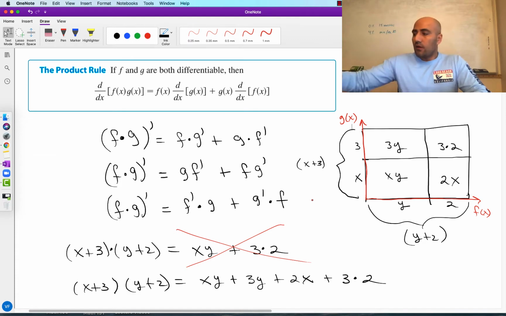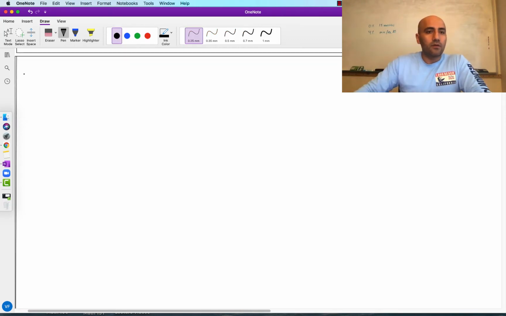That's what it is. Okay, so let's jump into an example. So for example, let's say that we had f of x is equal to, well, let's do the very first one we did.